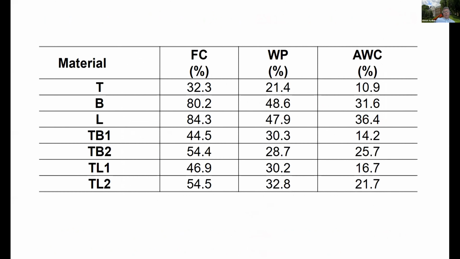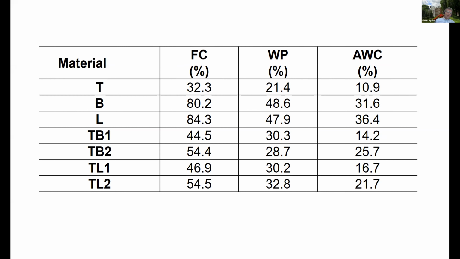So this is a list of the available water contents you can see on the right. If you want to examine the field capacity and wilting points, you're welcome to do so as well. Here, the available water content, as I said, increased significantly. For instance, for topsoil, it was around 11. For blends, it jumped up to 14 to 25 roughly. And for pure compost, obviously, it will be much higher.